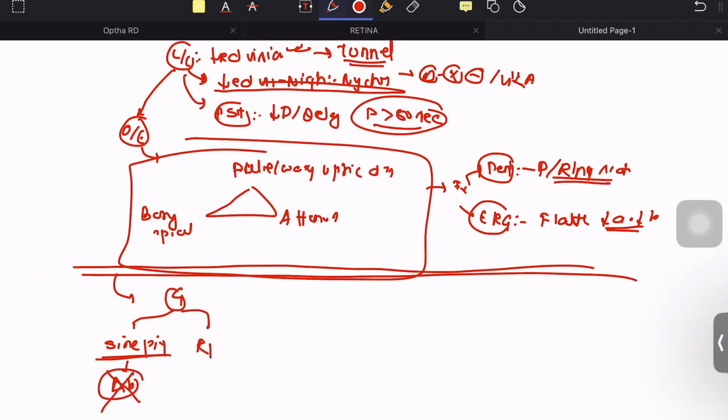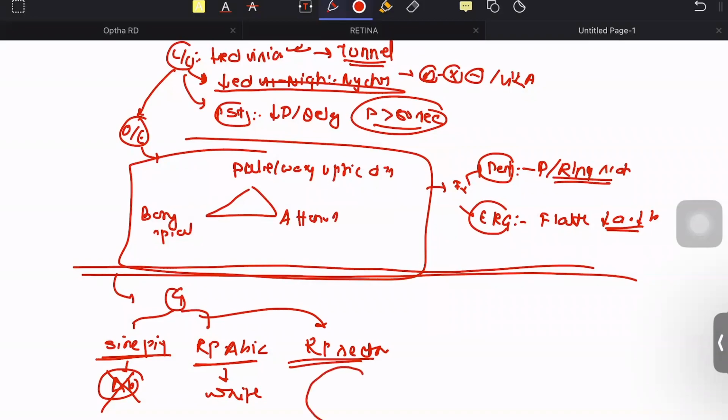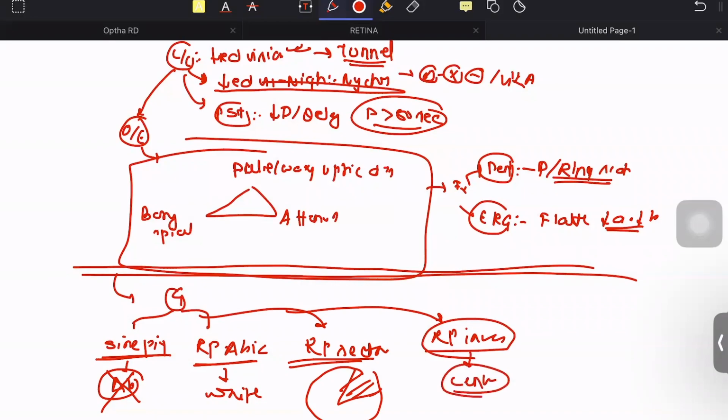The next variety is retinitis pigmentosa albicans, where the bony spicules are white in color. The next variety is retinitis pigmentosa sectoria, also called sectoral retinitis pigmentosa, where the entire retina is not involved, particularly a sector of the retina is being involved. The next variety is retinitis pigmentosa inversus, or inverse retinitis pigmentosa, where the central vision is usually hampered initially and the peripheral vision is hampered at the end.